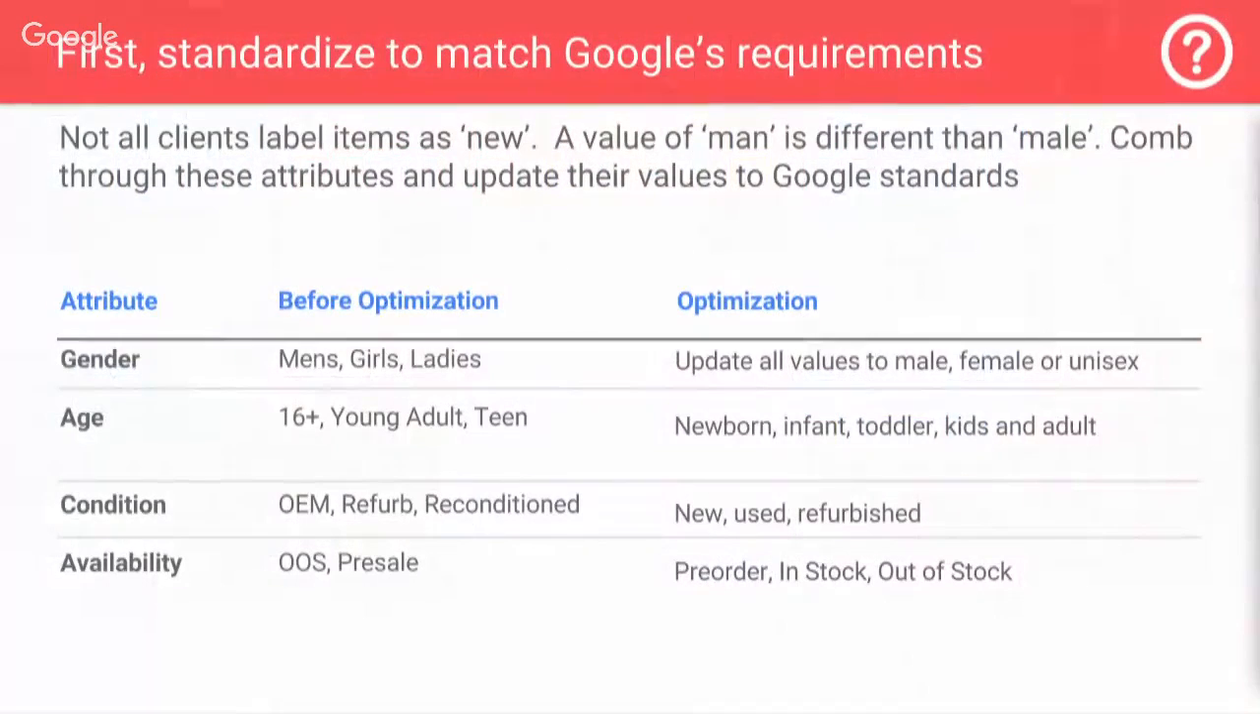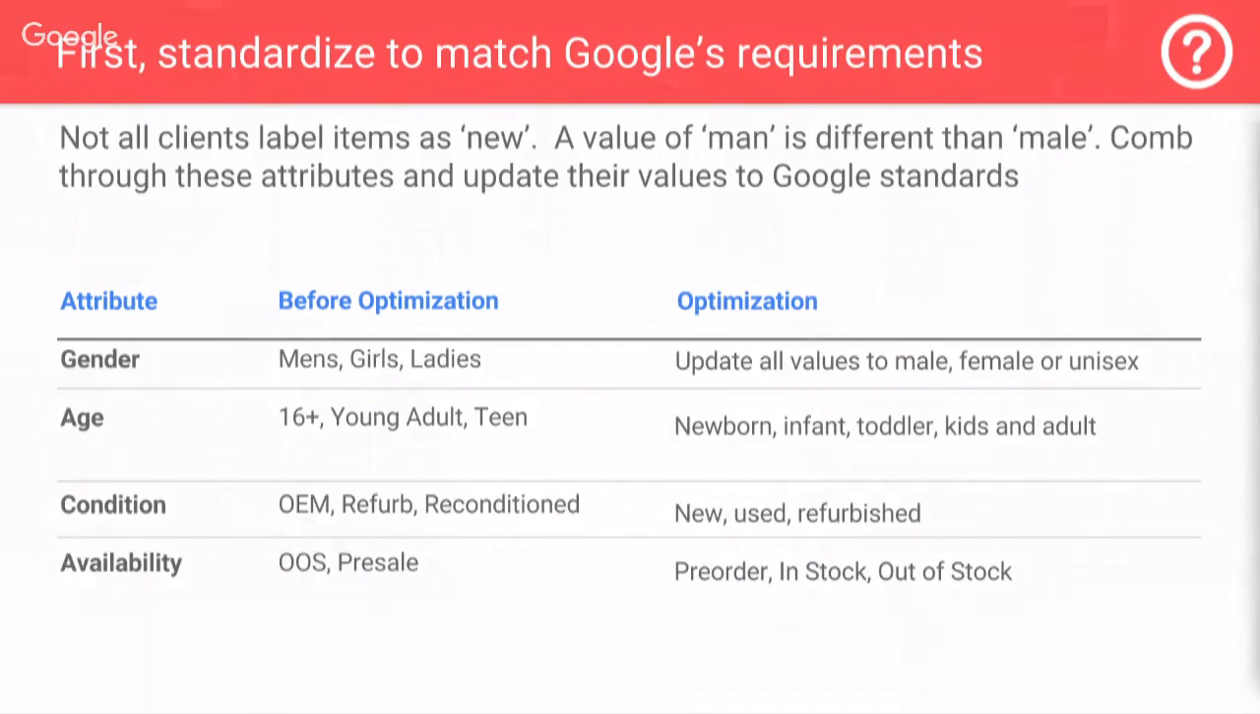All right, so first, we need to standardize to match Google's requirements. So this is where we talked about speaking Google's language, okay? And it's really important to do this because Google is not a human. Google doesn't understand certain things, so you have to make it really clear so that you can show up where you want to show up, okay?